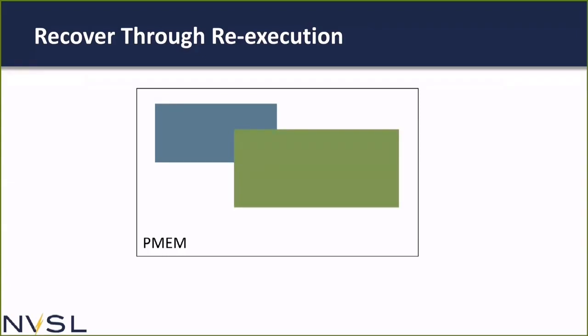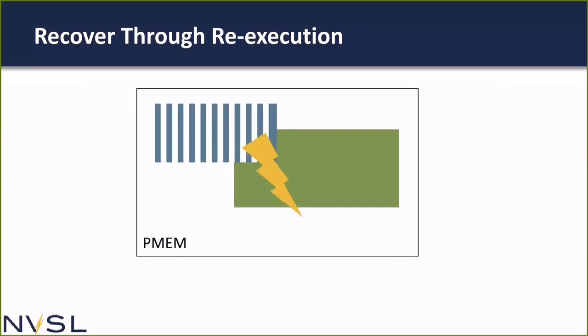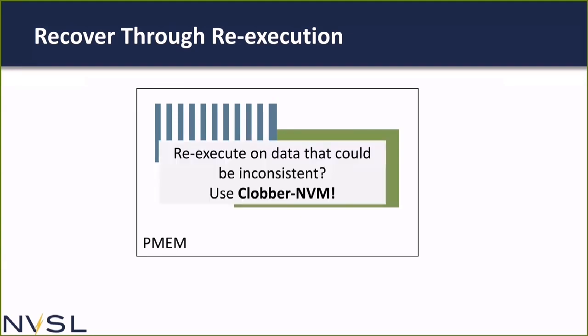But the read and the write addresses might be overlapped. In this case, when a power failure happens, some part of the data at read addresses will also be in an unknown state. The recovery process cannot simply re-execute the transaction because the re-execution will be based on potentially inconsistent data. Our solution to the problem is ClobberNVM.